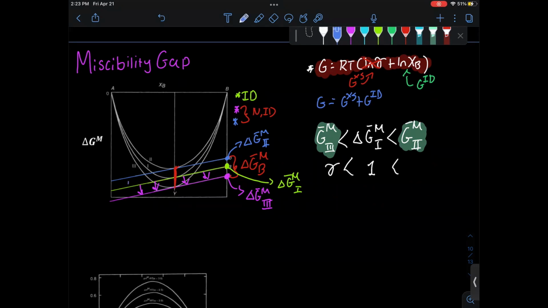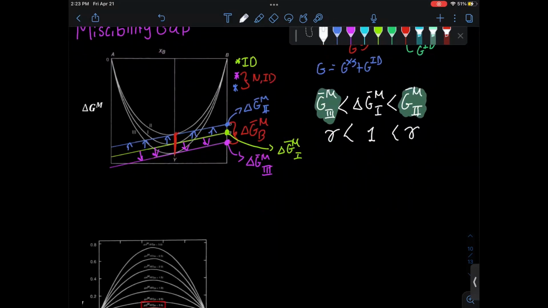Let's do that same scenario with the blue curve. We know the blue curve is above the ideal green curve, so it's going to have an extra positive term. How are we going to gain this extra positive term? Well, that means our gamma is going to have to be greater than 1.